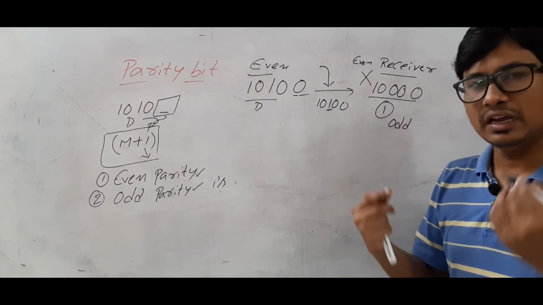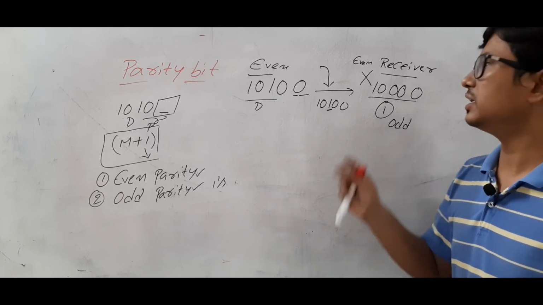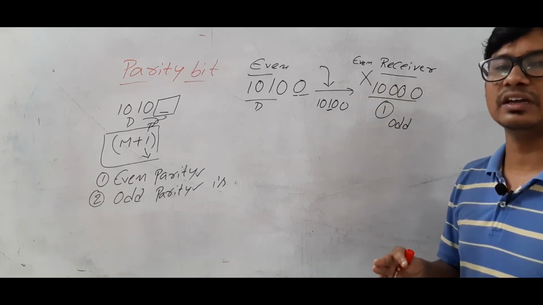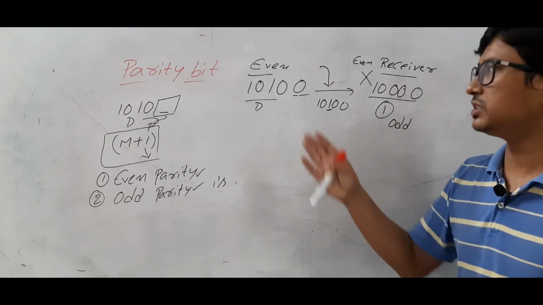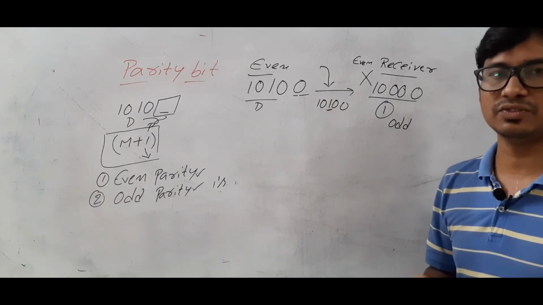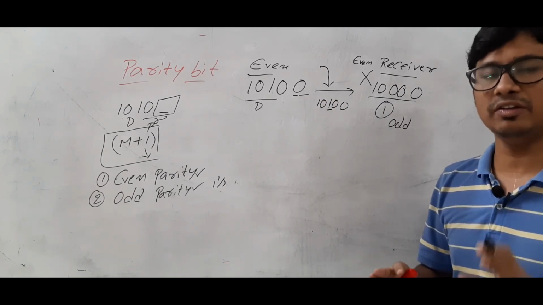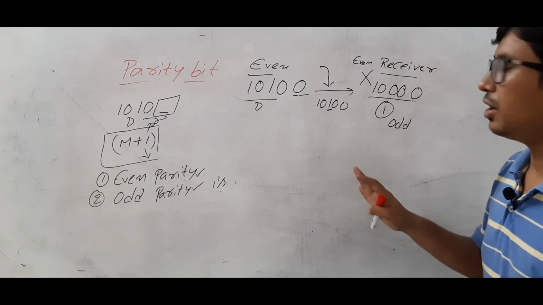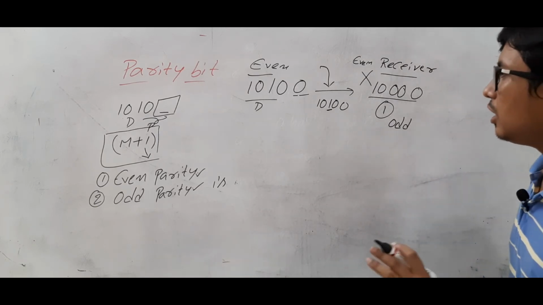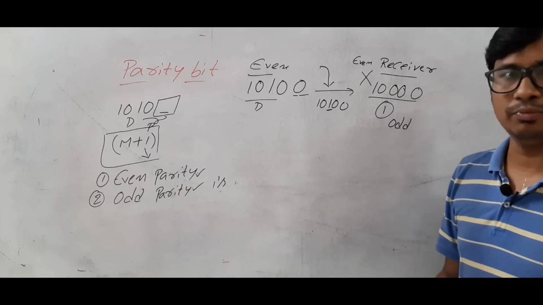Meaning, let's take it simply: the receiver will reject the data and ask for retransmission. The source will again retransfer the data. Is it clear? If it is a reliable communication, are you able to understand it or not? Now, what is the problem with this kind of mechanism?